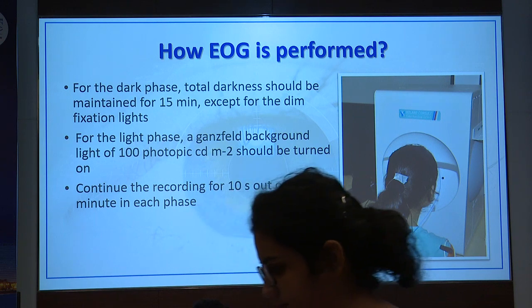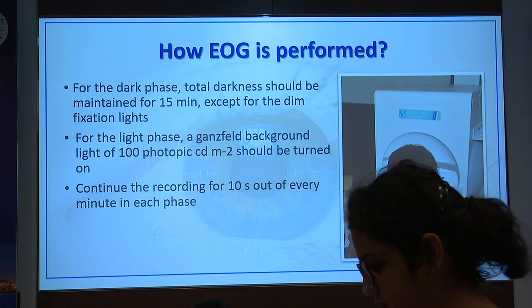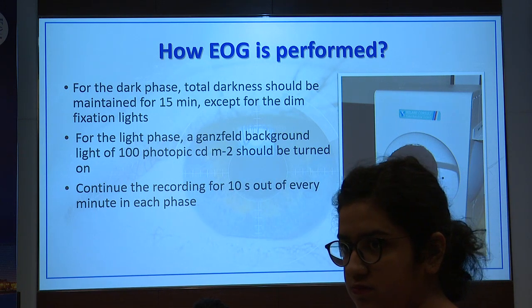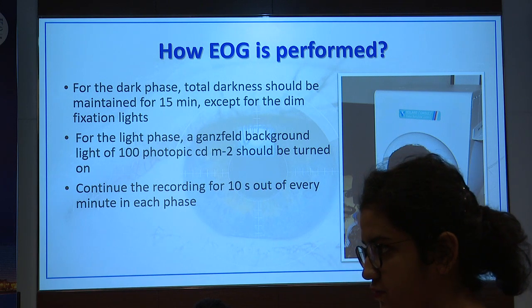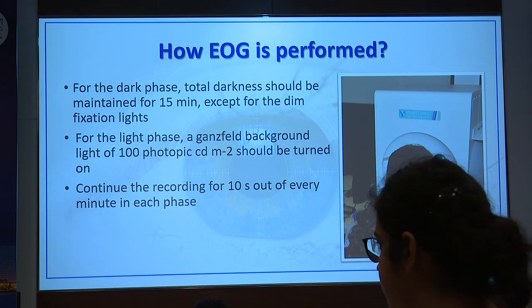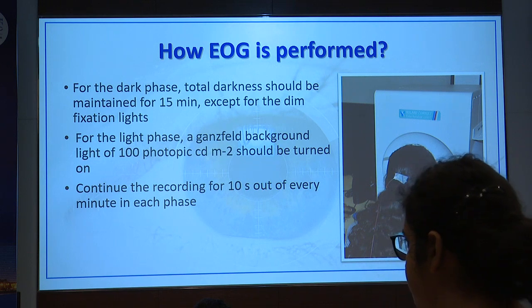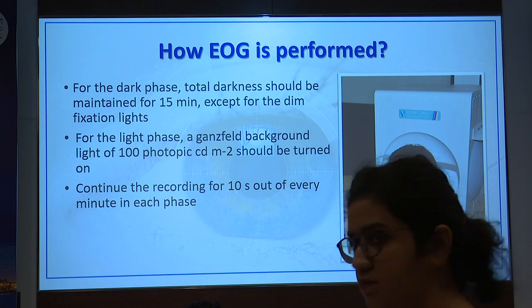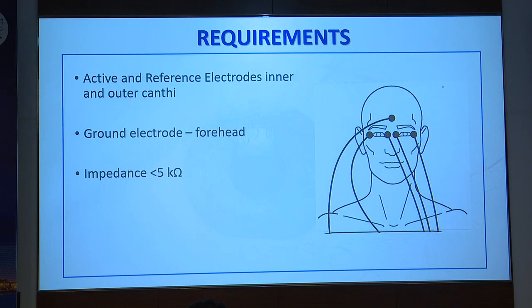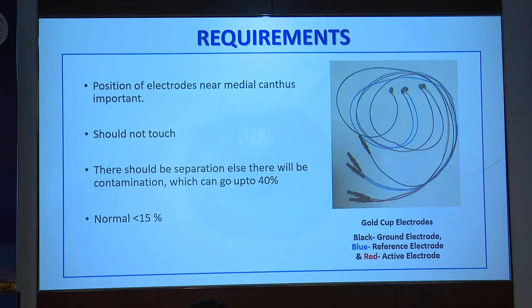How is EOG performed? For the dark phase, total darkness should be maintained for 15 minutes except for the dim fixation light. For the light phase, a Ganzfeld background illuminator light of 100 photopic candela per square meter should be turned on. Continue the recording for 10 seconds out of every minute in each phase. Active electrode is at the inner canthi and a reference electrode at the outer canthi. Ground electrode on the forehead, impedance should be less than 5 to 10 ohm.